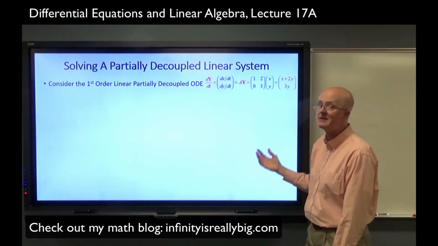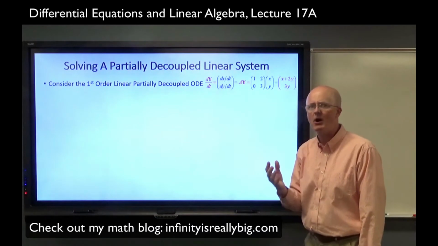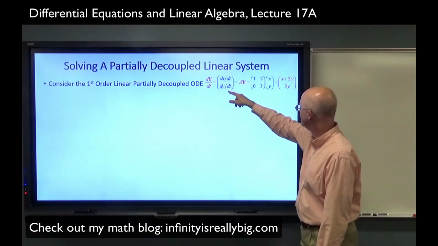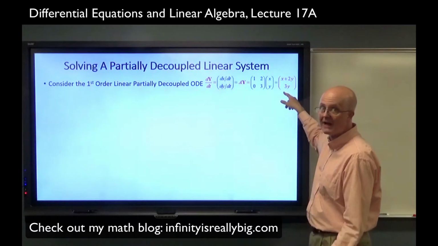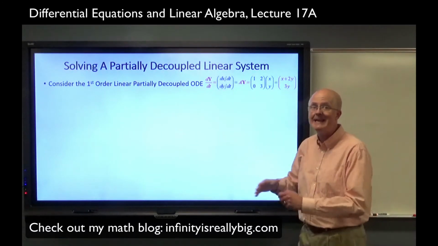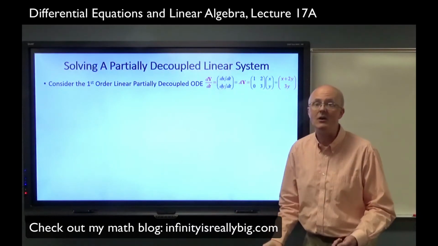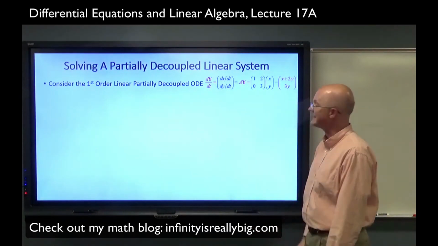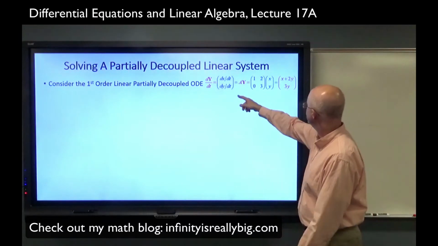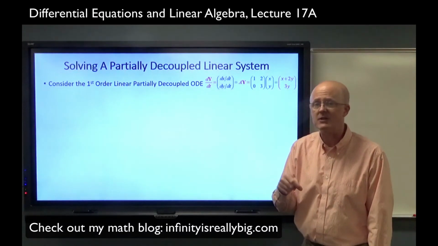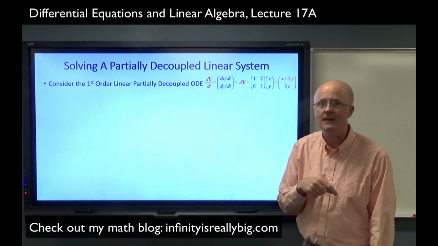This is a linear system. Moreover, it is a partially decoupled linear system. Why? Well, if you look at the dy dt equation, it only involves y itself on the right-hand side, no x's. It doesn't interact with x as far as its rate of change goes at all. We can easily solve that second equation, dy dt equals 3y, to say y is y sub 0, the initial value, times e to the 3t.